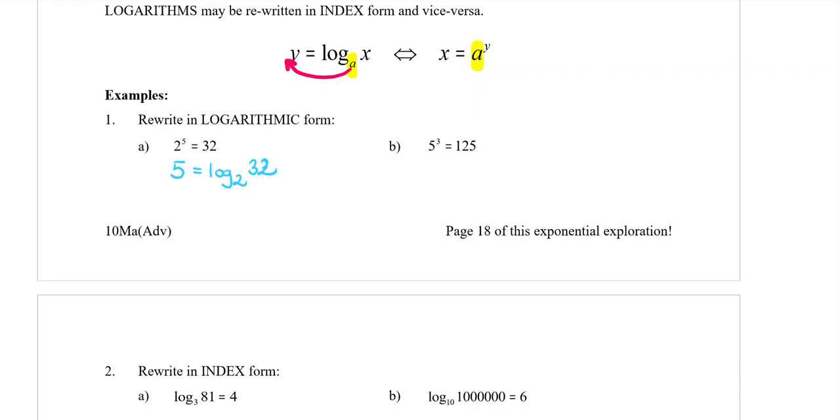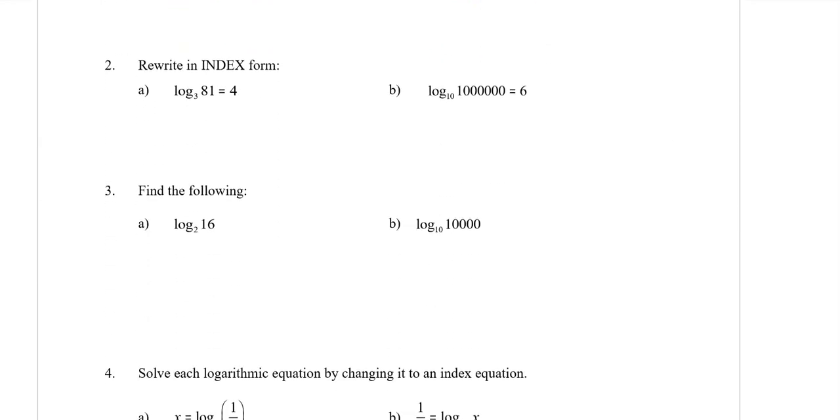Let's try that again. Part B. To turn this into a logarithm, the 3 stays where it is, but the base of 5 slides across to be the base of the logarithm of 125. Okay, on to question 2.